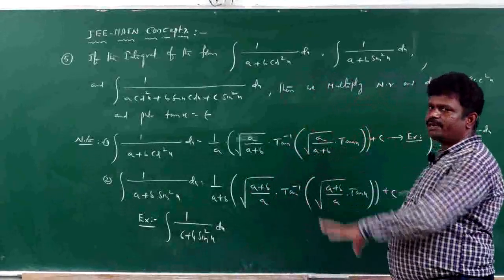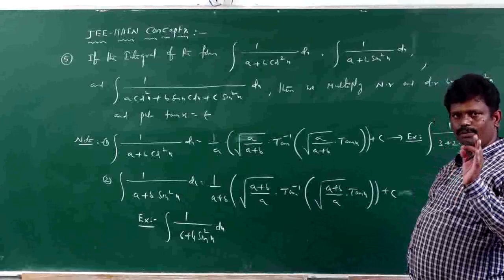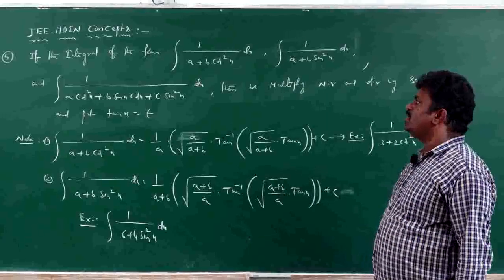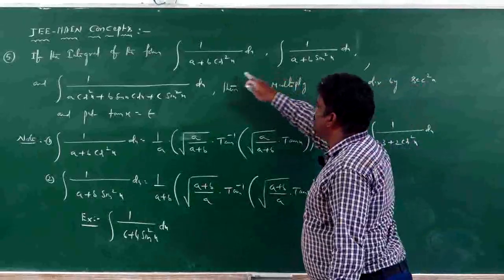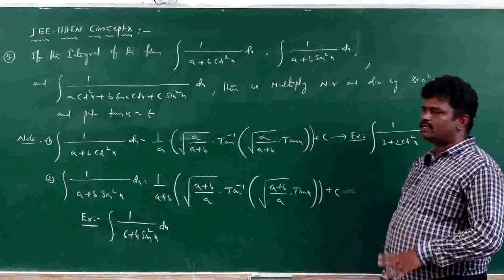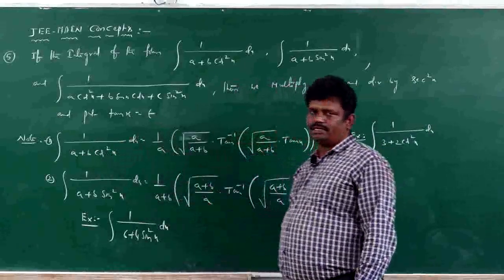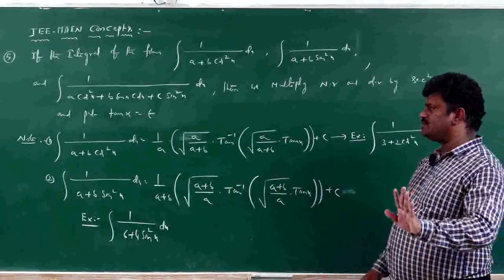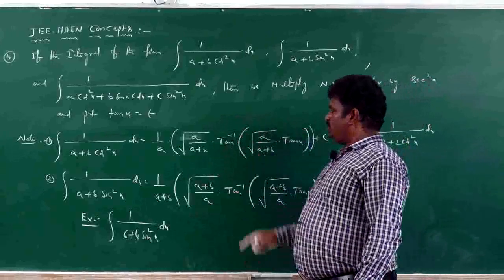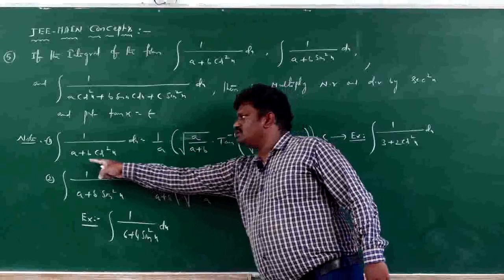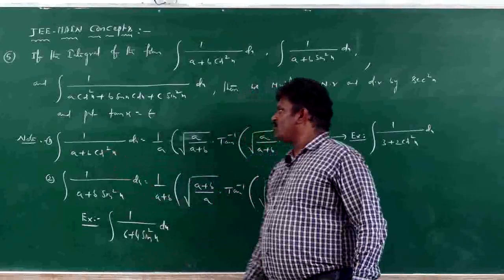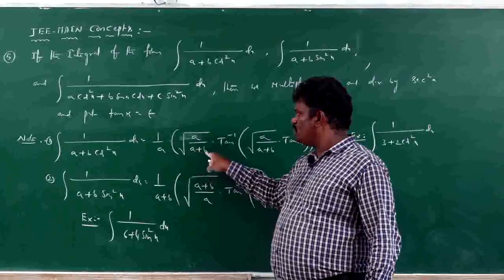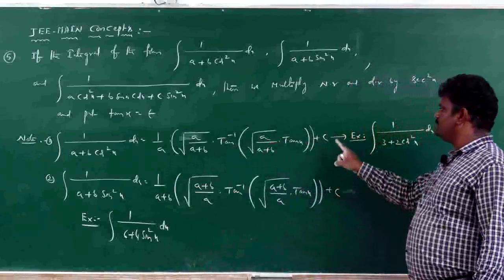Already in the fifth we explained this type of model: the method is multiplying numerator and denominator with secant square, or taking common cos square in the denominator. Especially these two previous questions are important ones. For the models given, integral 1 by a plus b cos square x dx, we apply the same process, multiplying and dividing with secant square or taking common, and we get the same answer. But there is another simple method here. First we take the constant value: 1 by a into square root of constant value by sum of the two terms into tan inverse of this value into tan x plus c, that is the solution.